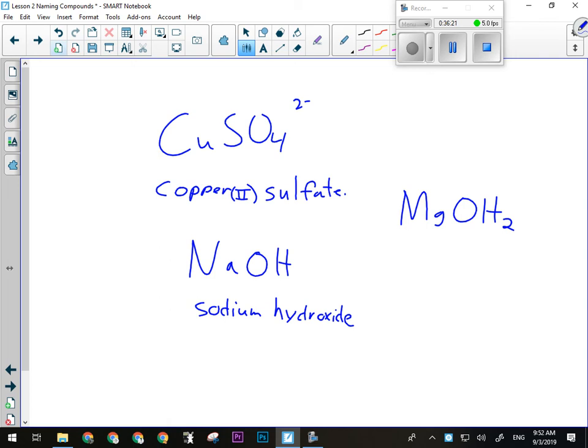Because this is saying there's 1 magnesium, 1 oxygen, and 2 hydrogens. I want this to say that there are 2 hydroxides, so I have to put it in brackets. Just like math, if I put something in brackets, the number beside it applies to everything in the brackets.